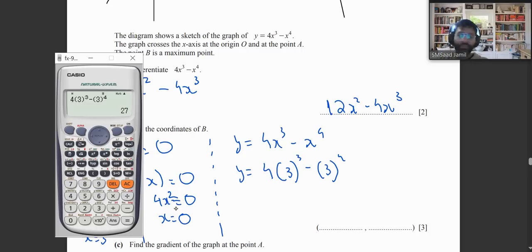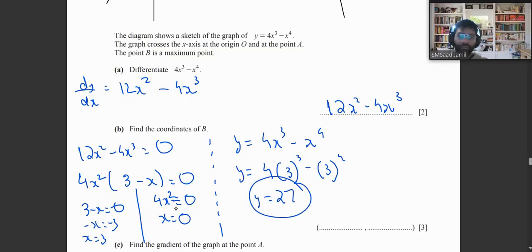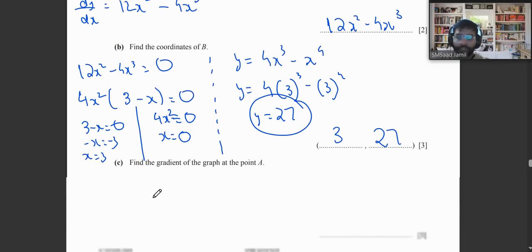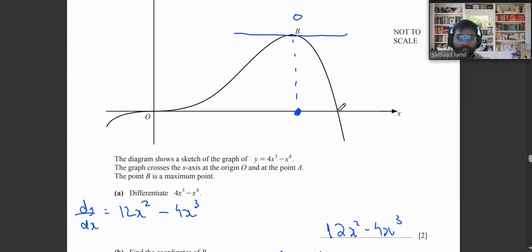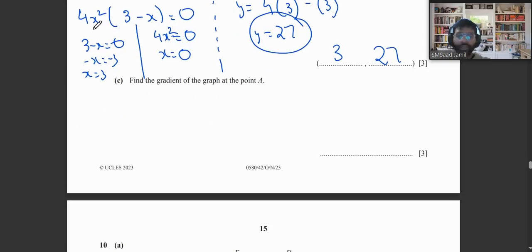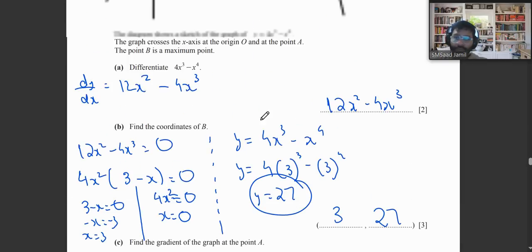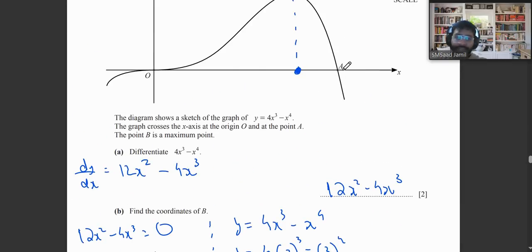So it's 27. So y is equal to 27. So the two coordinates are 3, 27, like that. Then it says find the gradient of the graph at point A. Okay, we have to find the gradient of the graph at point A. So look guys, at point A, it's on the x-axis.